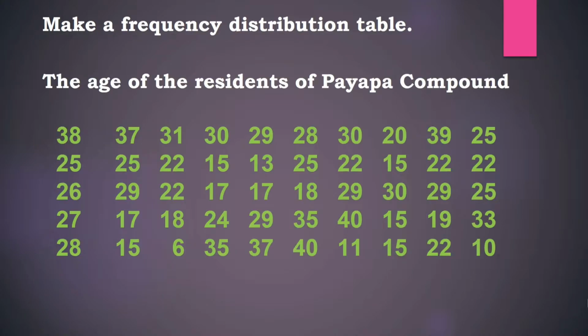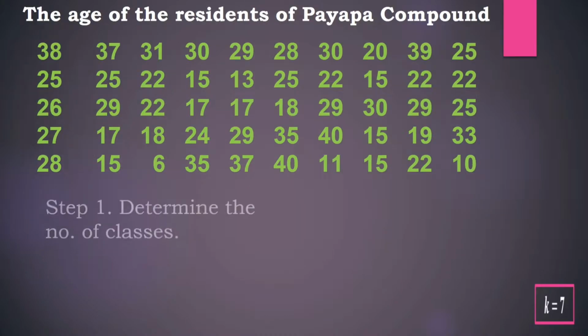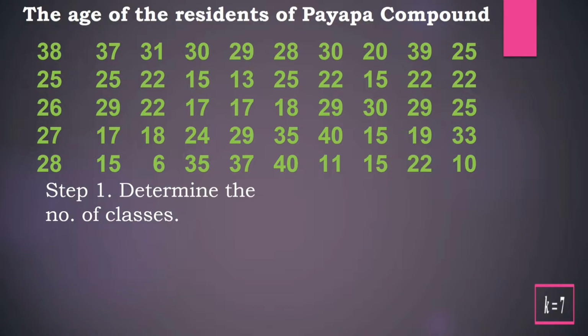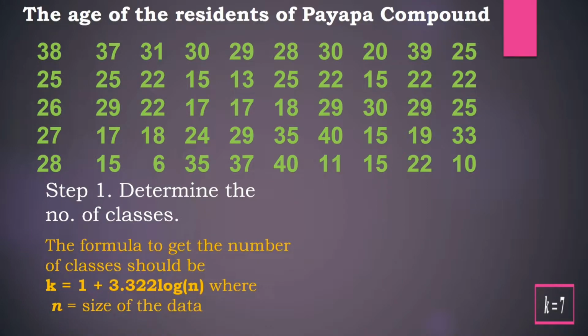The age of the residents of Payapa compound. So there are 50 residents. First step is to determine the number of classes. The formula to get the number of classes should be k equals 1 plus 3.322 times logarithm of n, where n is the size of the data. So in this case, there are 50 residents, and it means that n is equal to 50. To get the number of classes, we will substitute 50 to n.